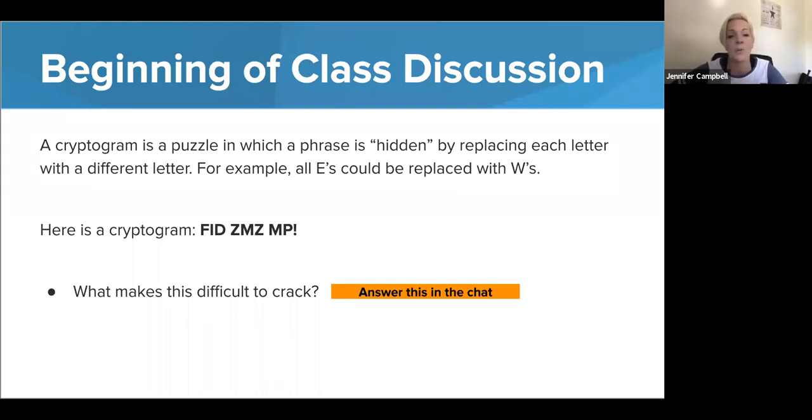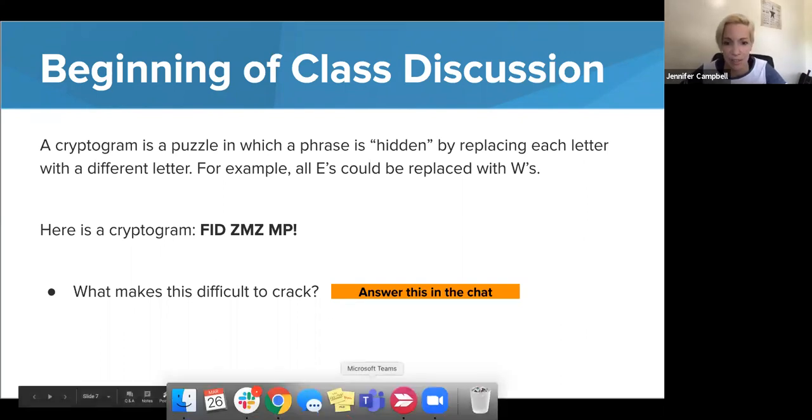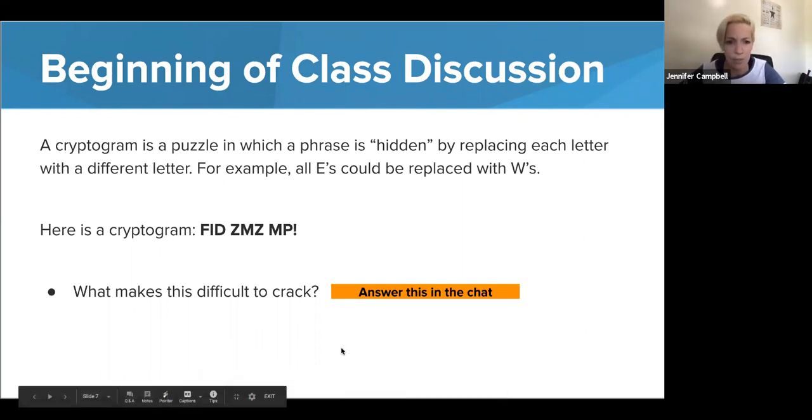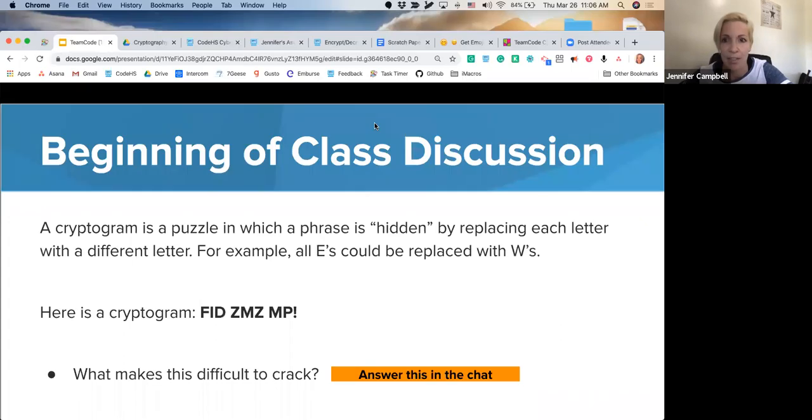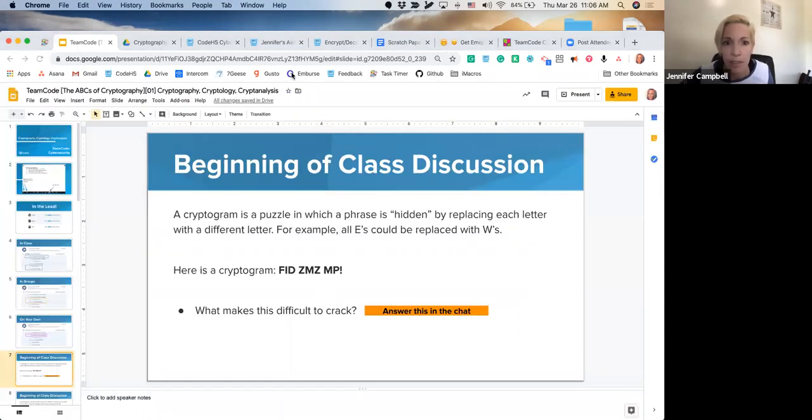Fidzmr. So in the chat, let's see if I can see the chat as well. I don't know how to see the chat when I'm sharing my screen, actually. I might have to pop it out. But let me know, what makes this kind of difficult? Go to your chat. I'm going to exit out and pop open my chat here. Okay, cool. So I can actually put this over here. All right, so go to your chat. Can you guys go to your chat? Is it working? What do you think makes this difficult to crack?